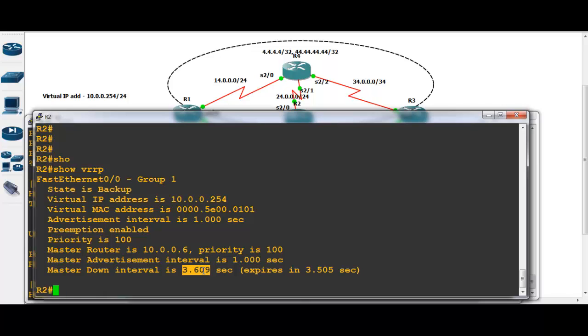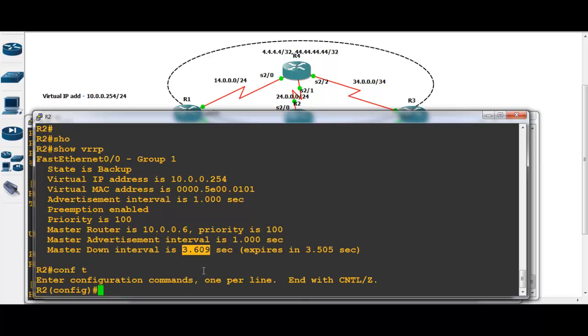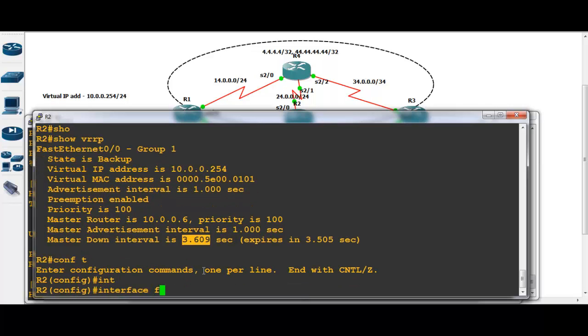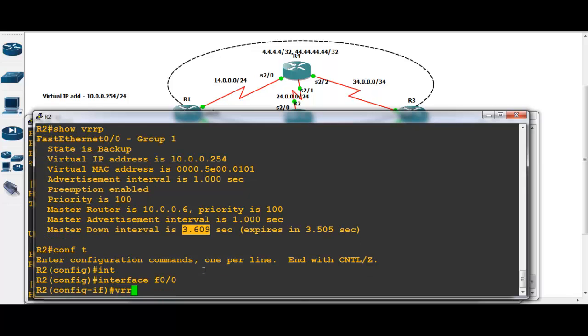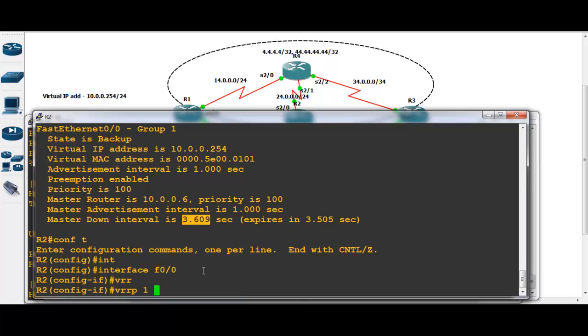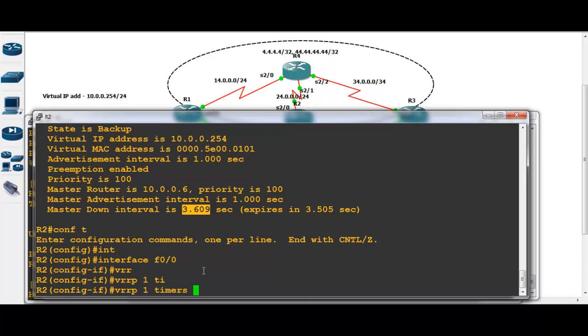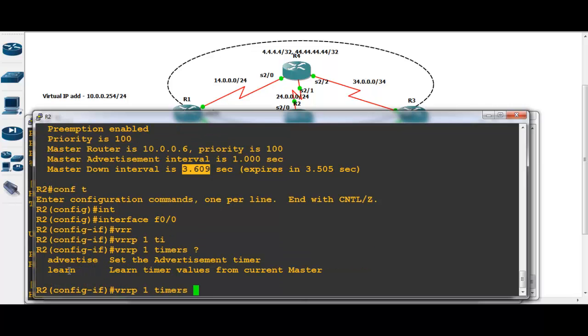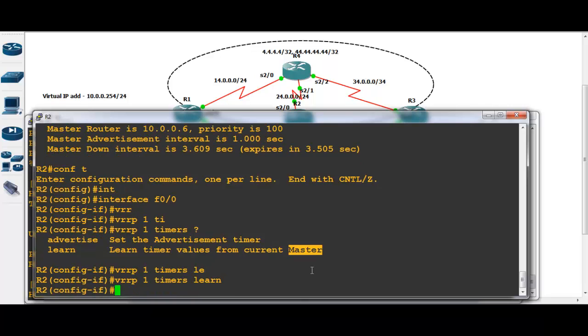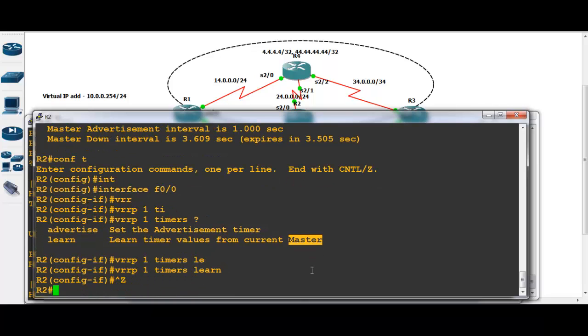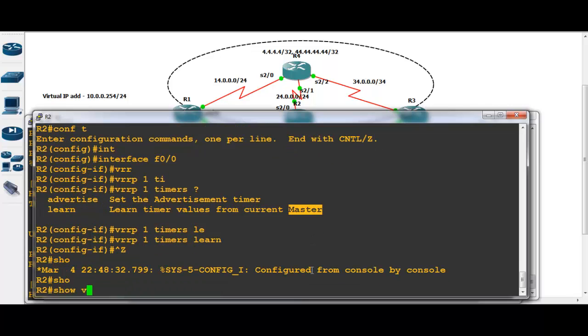How to do that? Go to the interface and say VRRP group ID timer. You also have a command called learn. So learn from the current master. I say learn. After saying this, I'm expecting a change. Show VRRP.